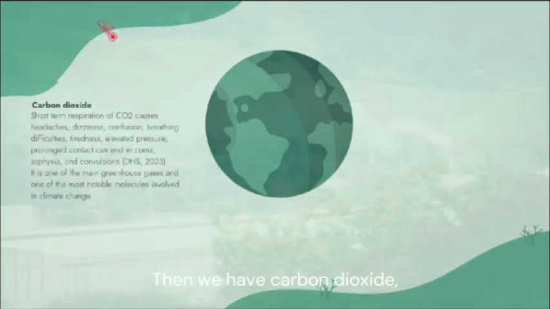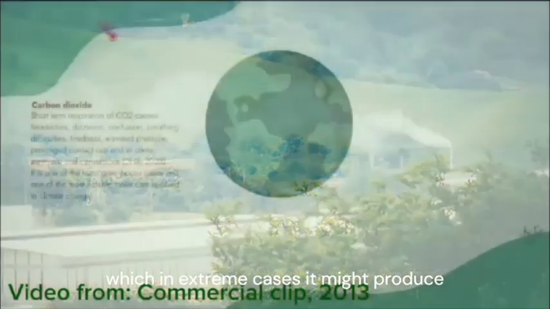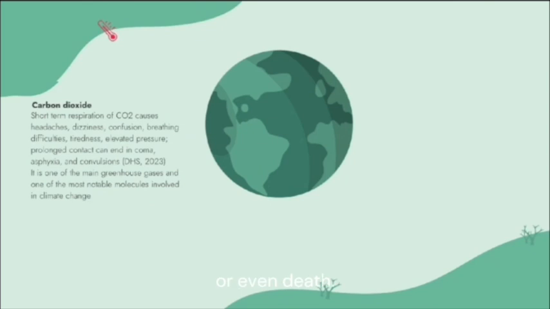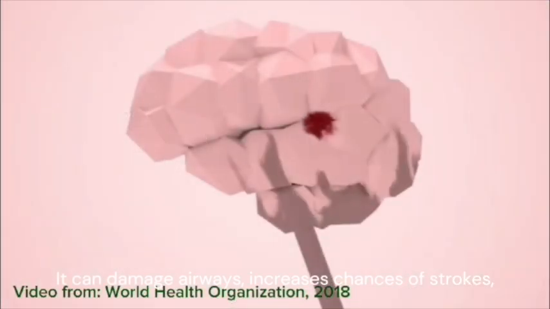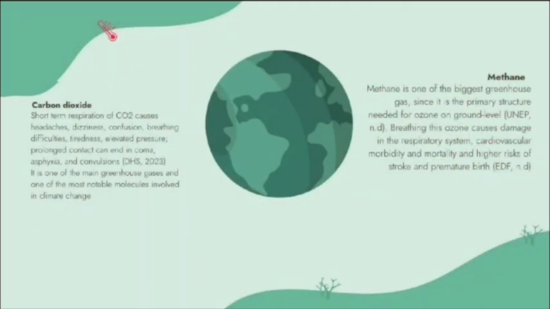Then we have carbon dioxide, which in extreme cases might produce coma, asphyxia, and convulsions, or even death, and it's one of the main greenhouse gases and one of those responsible for global warming. Finally, we have methane, which is another greenhouse gas that produces ozone at ground level. It can damage airways and increases chances of stroke, premature birth, and cardiovascular problems.